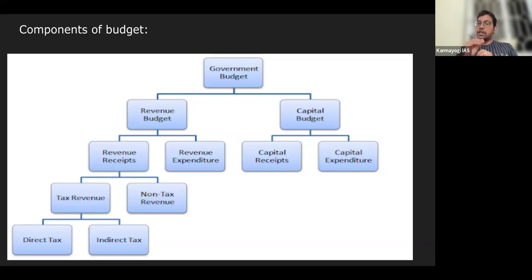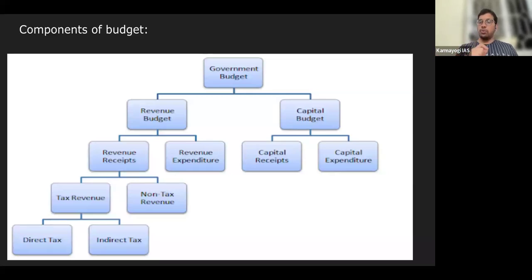Don't confuse capital receipts with capital expenditure. We will discuss that in the expenditure part. Capital receipts means whatever money that government has received either by creating liabilities or debts like loans, right? Or advances from other countries, whatever the debts, those are part of capital receipts. That means we need to pay back.